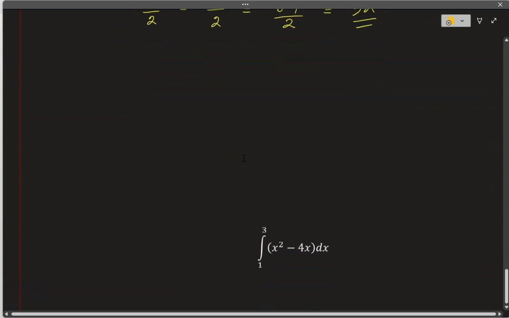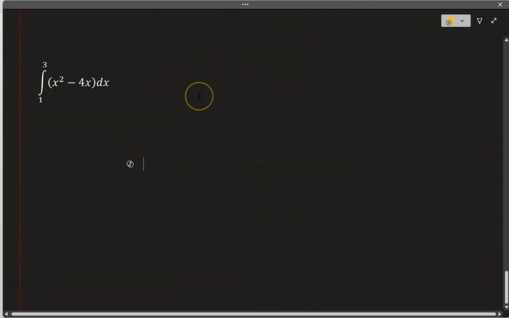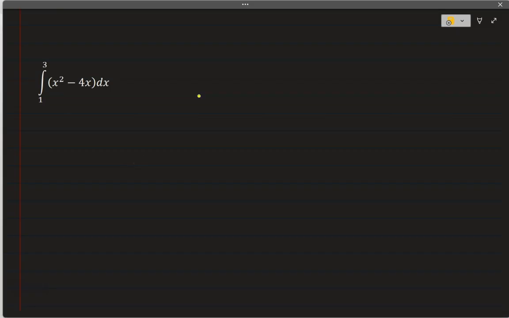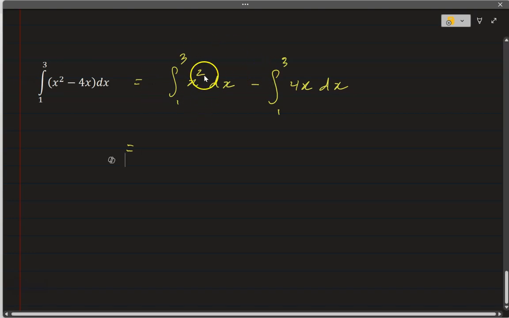Okay, one more question. Let's look at this one, and it's using the second or third property of the integrals. We're going to first break it up. So this would be the integral of x squared dx minus the integral, again with the boundary between 1 and 3, of 4x dx. Now that we have that, we're just going to evaluate each of these two integrals. So let's go ahead and do that.